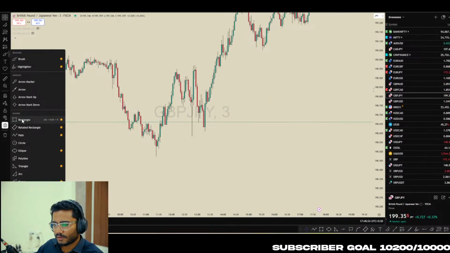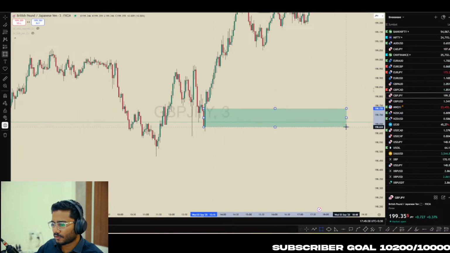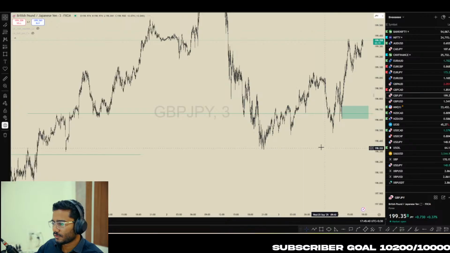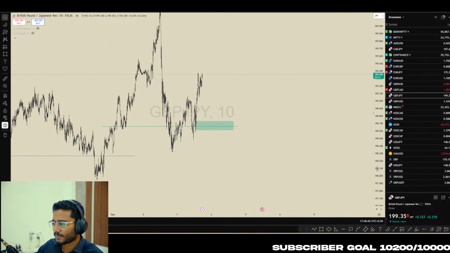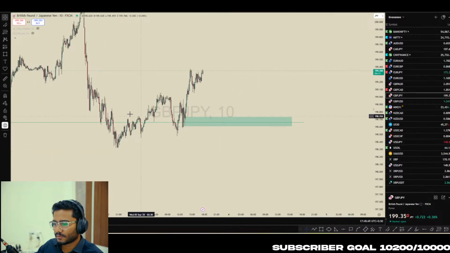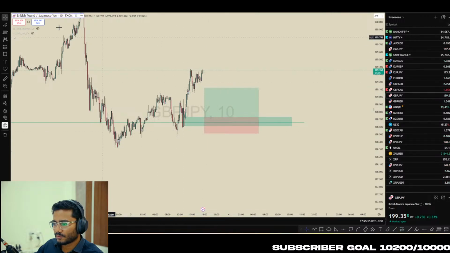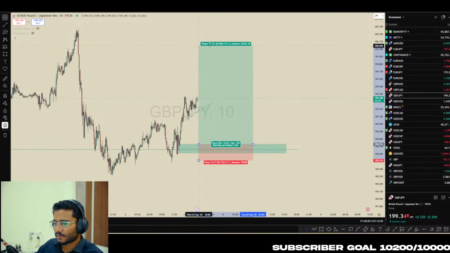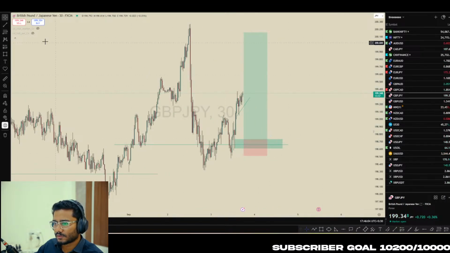So we have this 3 minute, or let's say 5 minute order block which took out the liquidity. So we can use this for a buy side entry. Entry, stop loss below this low. Price is creating trend line liquidity to the upside. Target the next high, something like this.